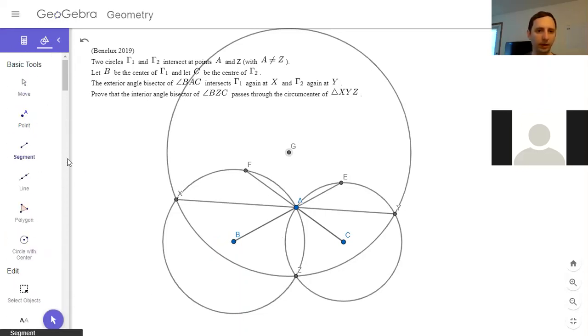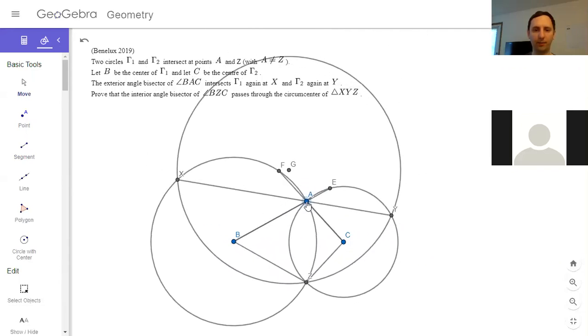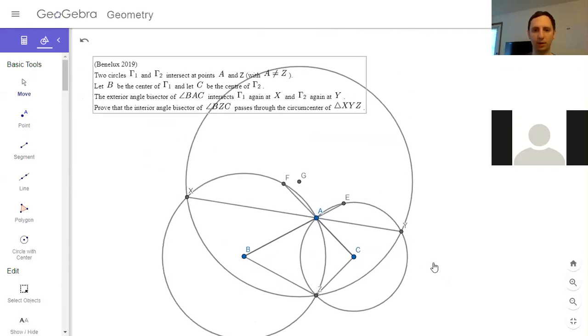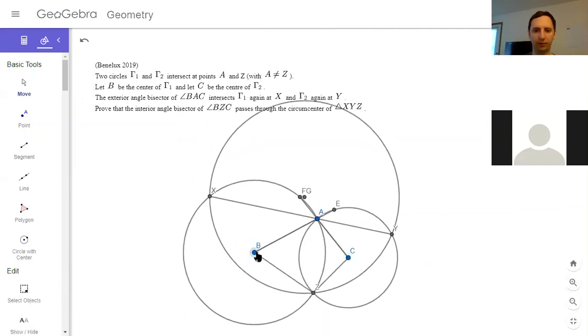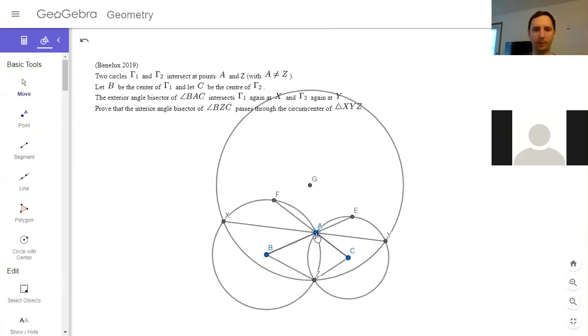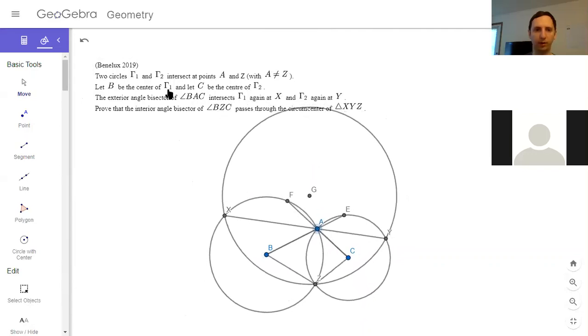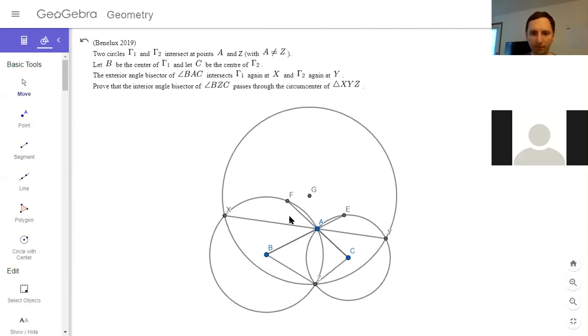All right, let me try to make the diagram a little nicer. So ABZC is a kite, obviously. Let me shrink some stuff just so it looks a little better and doesn't overlap the question. All right. So how do we show the angle bisector of BZC passes through G? Seems like X, F, and G are collinear. Yeah, it does look like it.